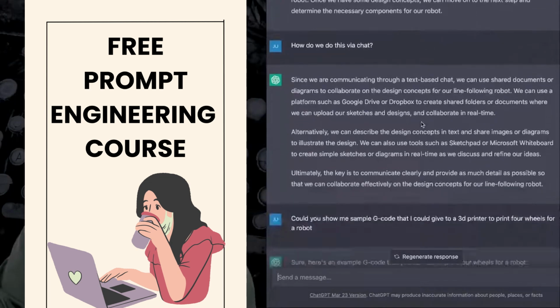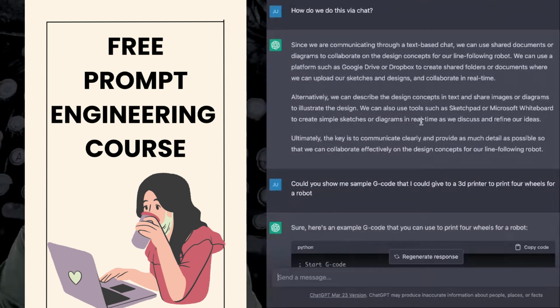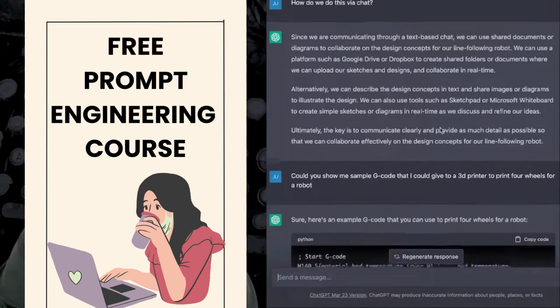And so I just ask it, how do we do this via chat? Because I'm trying to refine what's going on here. I don't want to just assume I'm stuck, I can't get out. I want to keep refining and moving the conversation to try to get to my goal. And it says, since we are communicating through a text-based chat, we can use shared documents or diagrams to collaborate. We can use Google Drive or Dropbox. And then it mentions different tools like Sketchpad or Microsoft Whiteboard.